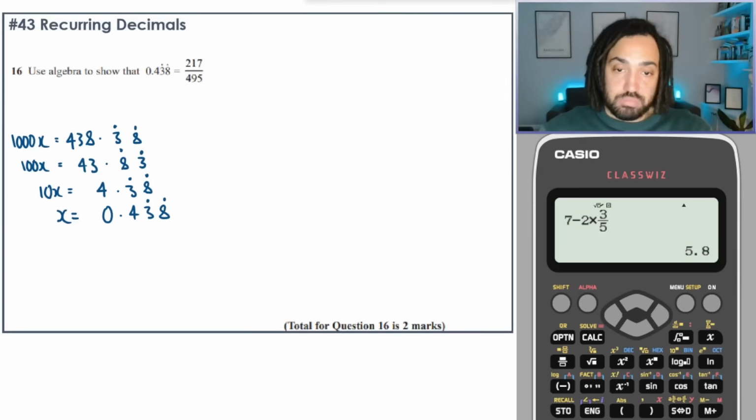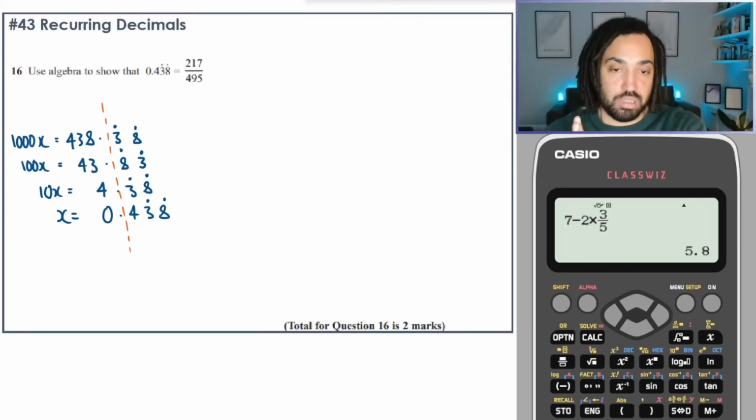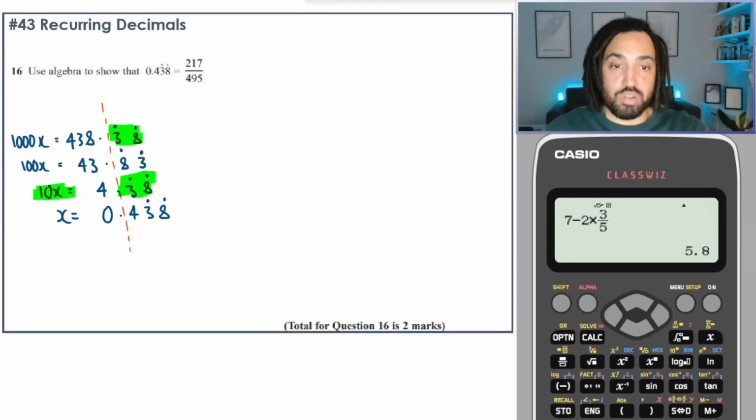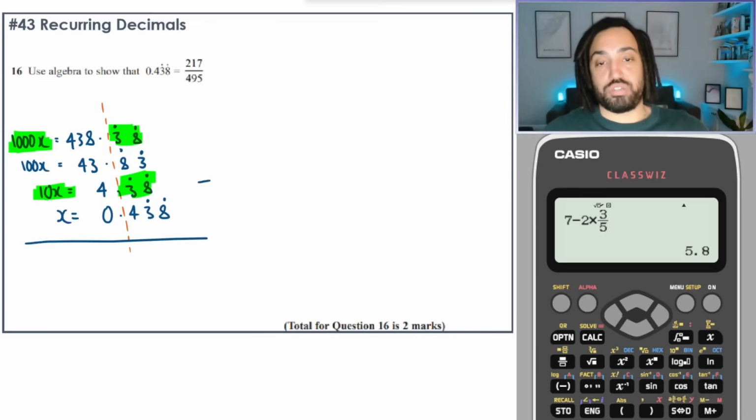And now, once I've done that, I can look down my line here, and I can see is there any that have the same decimal expansion on the right? Well, yes, there are. We have this one here, 3.8 recurring, and here as well. So this is the row which we're going to use, or the rows plural, should I say. And we're going to subtract those rows. So we get 1000x minus 10x is 990x.